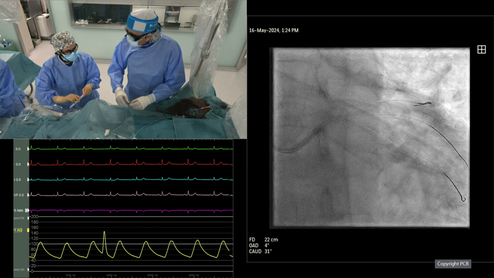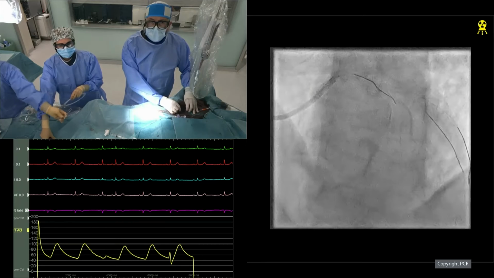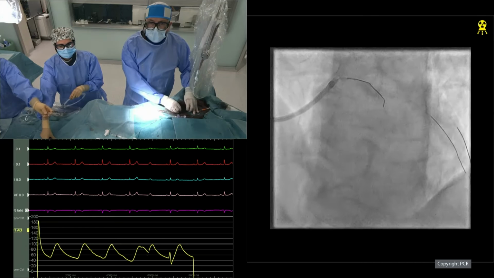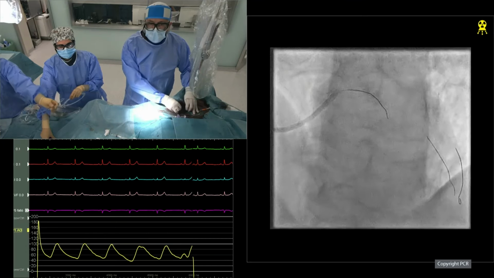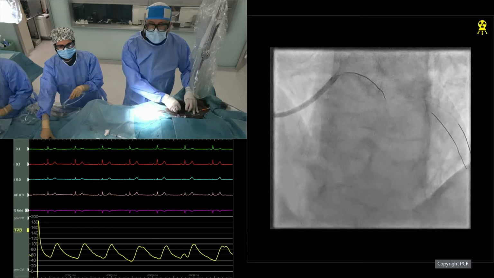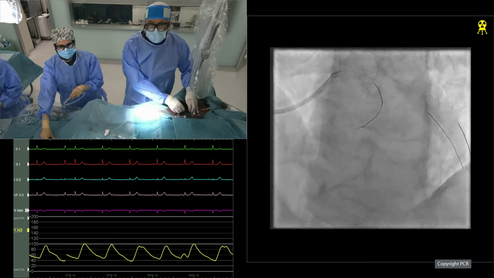Yeah, in the diagonal branch. Yeah. This wire is a bit damaged, I think. Yeah, I think there is probably room for optimization in the circumflex.